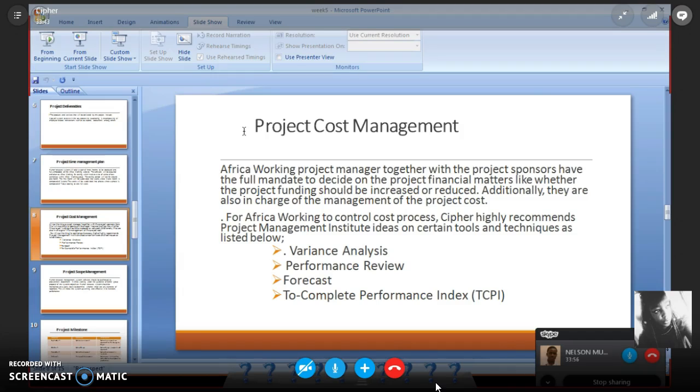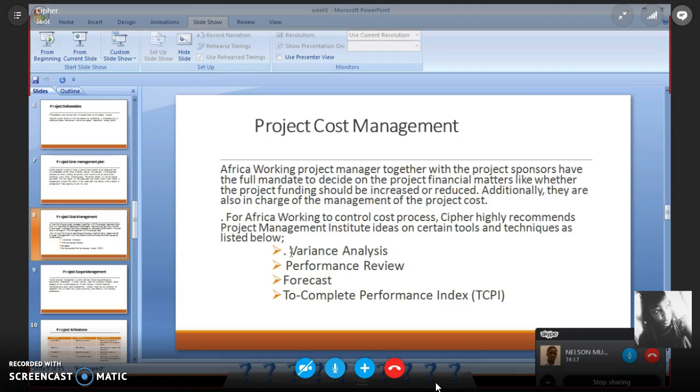For Africa Working to control the cost process, our firm has highly recommended the Project Management Institute ideas on certain tools and techniques. For example, variance analysis, performance review, forecast, and to-complete performance index. So we recommend that they do this.